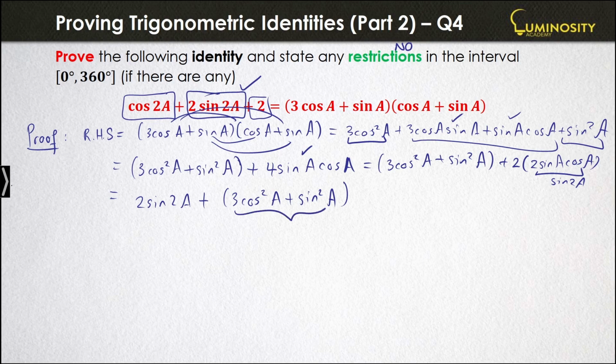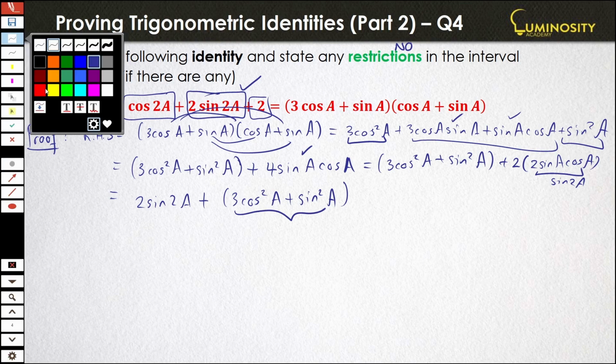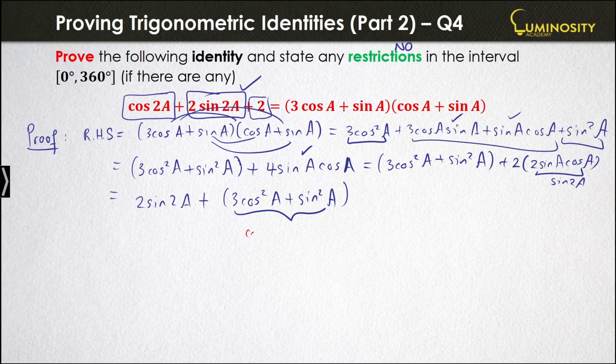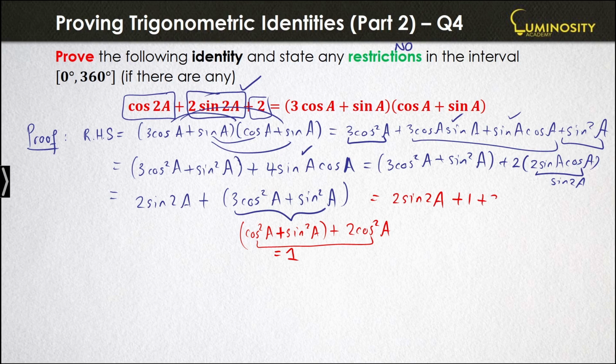Let's think about how we can do this. I can rewrite this as 1 amount of cos squared a plus sine squared a, plus 2 amounts of cos squared a, because cos squared a plus 2 cos squared a still gives me 3 cos squared a. The reason I wrote it like this is because cos squared a plus sine squared a is equal to 1. That's a famous trig identity. So this now becomes 2 sine 2a plus 1 plus 2 cos squared a. But we want cos 2a plus 2.